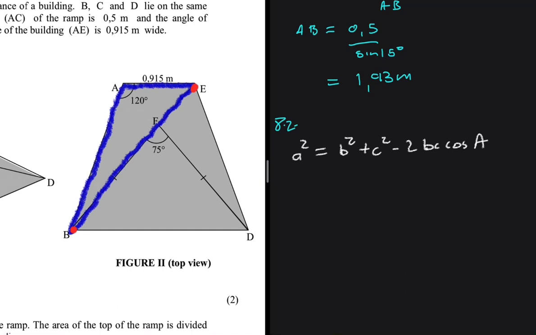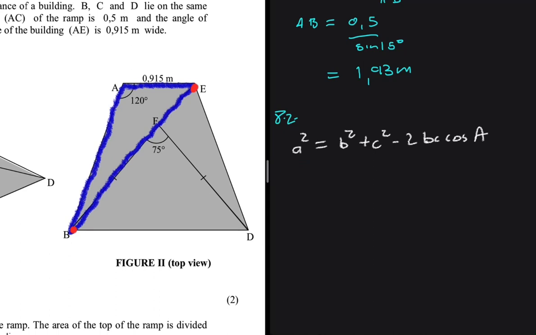But now we're not looking for A, but we're looking for BE, right? So let's have that instead. So we're gonna have BE squared being equal to one of the sides squared. So let's take AE. So we're gonna have AE squared, and then plus AB squared minus 2AE multiplied by AB, and then cos of the angle opposite the side we are looking for. So here we are interested in angle A, right?